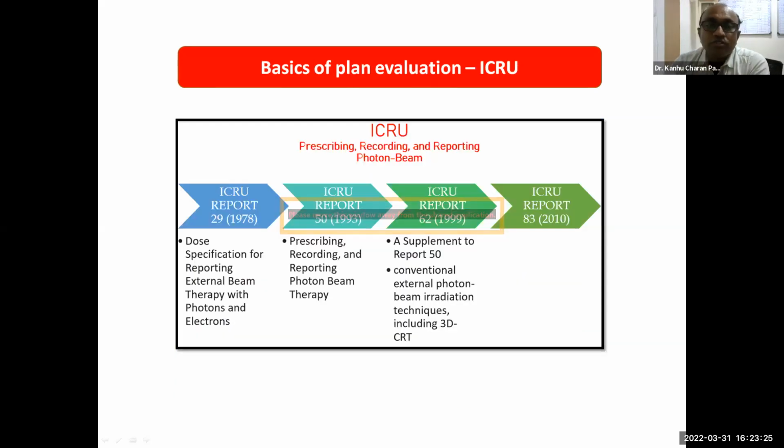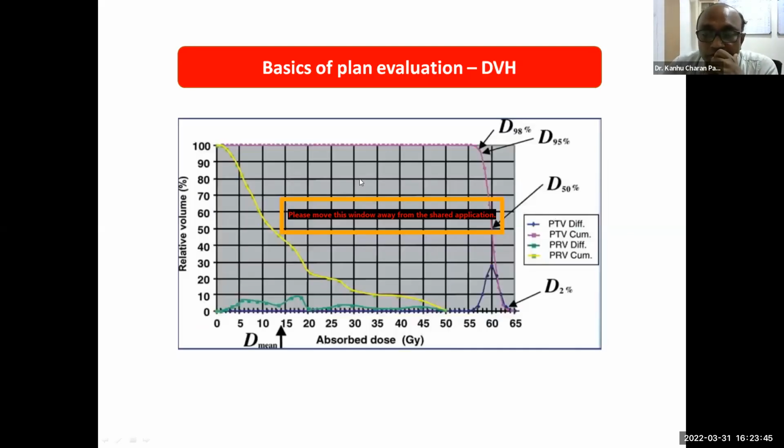Now, how to prescribe, record and report photon beams: ICRU report 29 was given in 1978, and the newer one is ICRU report 83 in 2010. This is the distribution of the target. This is the D98 and this is the D95. D98 means the dose received by 98% of the volume, D95 means 95% of the volume. D50% is the median dose. And D2% tells you about the maximum dose in the area.